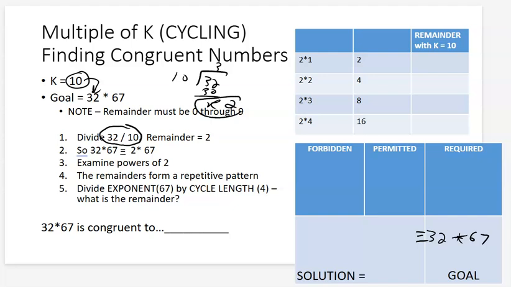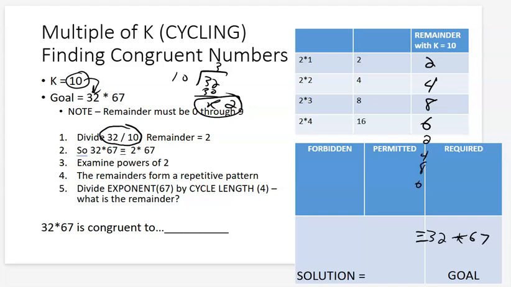So we take that remainder and we raise it to its powers, to the first, to the second, to the third, to the fourth. We get 2, 4, 8, 16. We divide k into that and find the remainders. 10 into 2 is a remainder of 2. 10 into 4 gives us a remainder of 4. 10 into 8 gives us a remainder of 8. 10 into 16 goes once, gives us a remainder of 6. And we've seen this before. We know that this is going to be 2, 4, 8, 6, again and again.